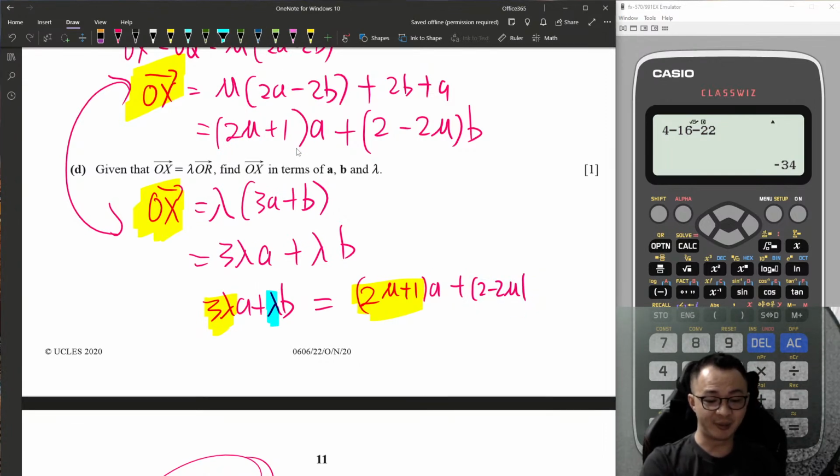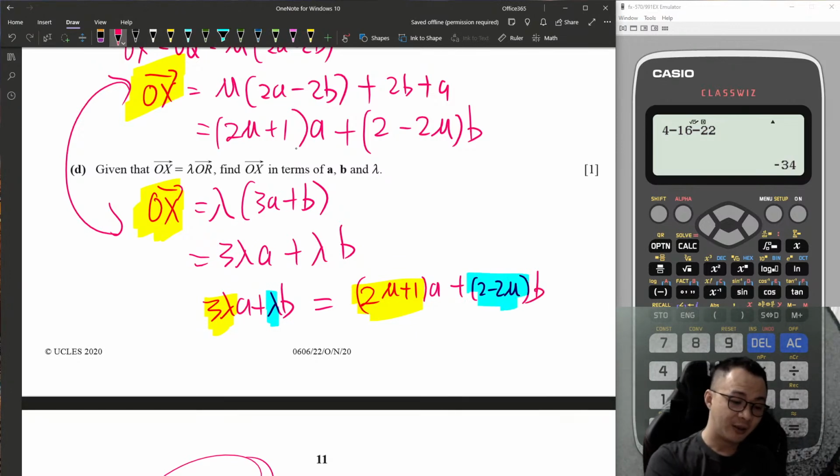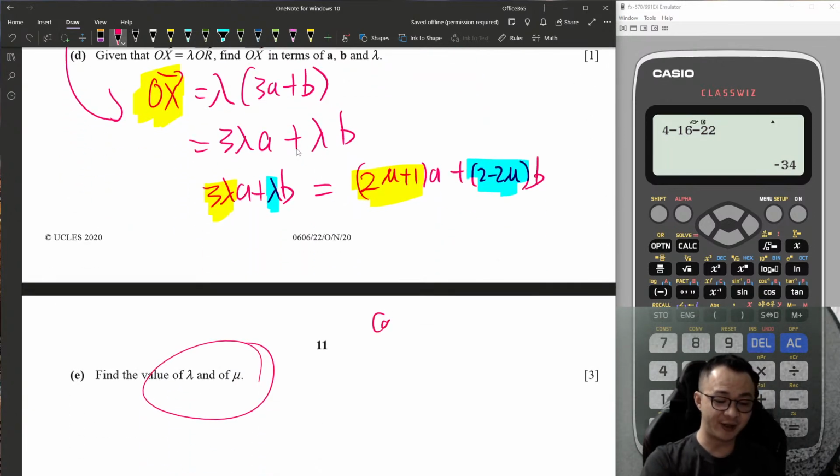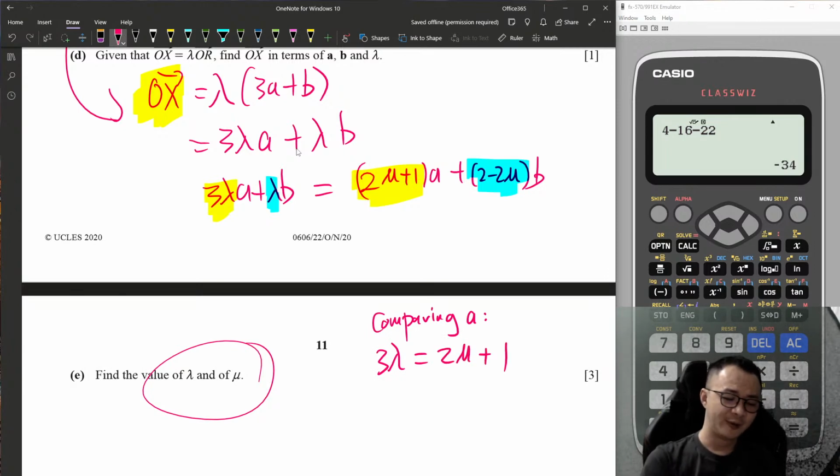My b should be outside the bracket. Sorry, my b should be outside the bracket. Then we're comparing the b. Okay, so by comparing the a, I have not enough space to write right here. So I'm comparing the a. So 3 lambda equals to 2 mu plus 1.